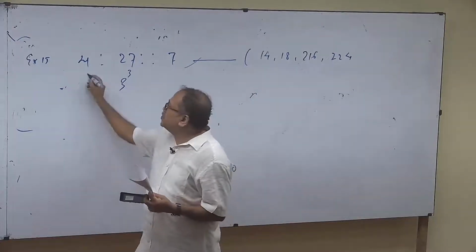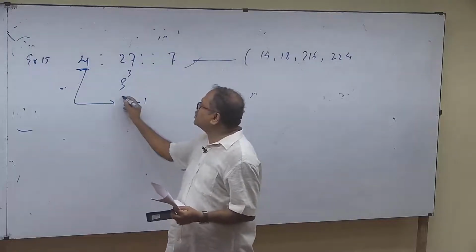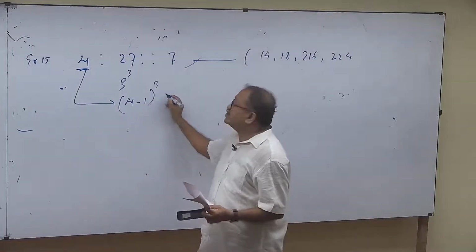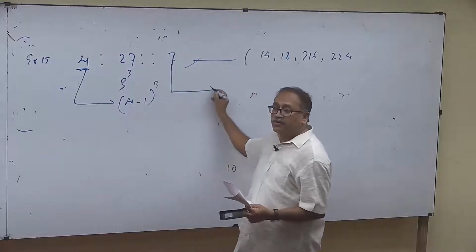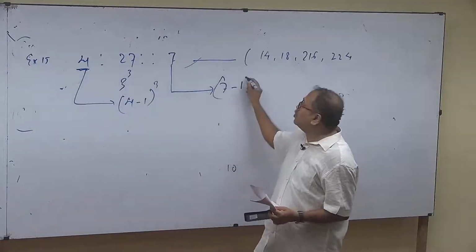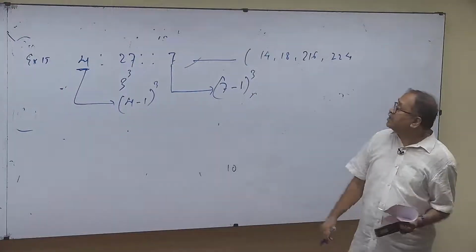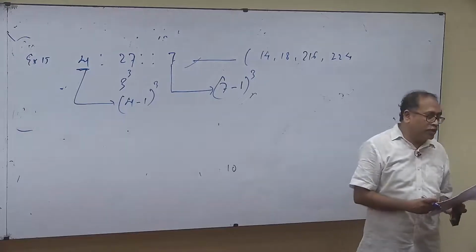So this is 4, right? This is 4 minus 1 cube. So this is 7. Then what will be the next one? 7 minus 1 whole cube. And that comes 216.